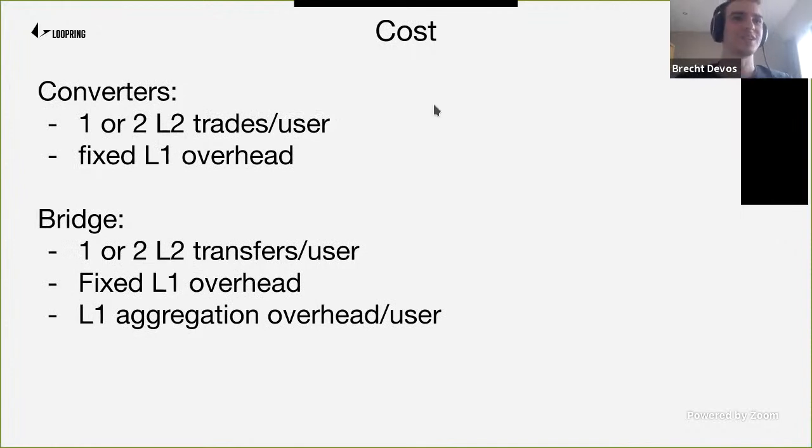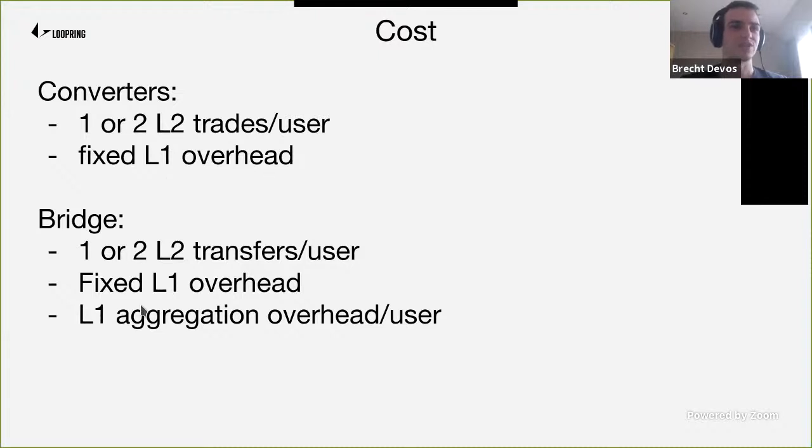So yeah, the converters are very cheap, mostly. So they only need 1 or 2 L2 trades per user. And the L1 overhead is always the same because all the aggregation is done on L2. And so not much is left to do on layer 1 next to just the main L1 interactions that's needed. For the bridge account, mostly the same, also 1 or 2 L2 transfers per user. Also this fixed L1 overhead to do the actual L1 operation.